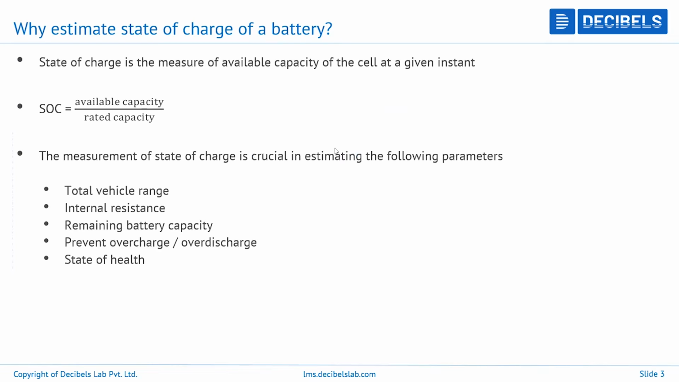So the purpose of estimating your state of charge, or measurement of SOC, is because the following vehicle parameters are very important, like total vehicle range, in terms of available range. So this will give you an idea of how much range is left, right?